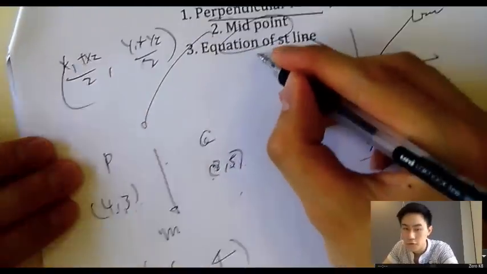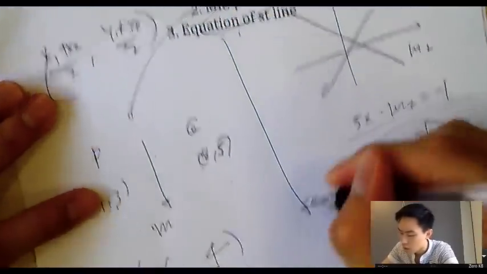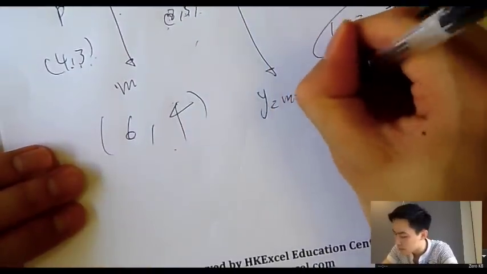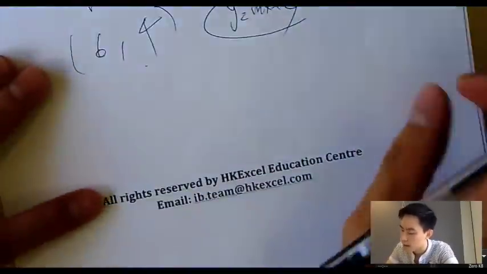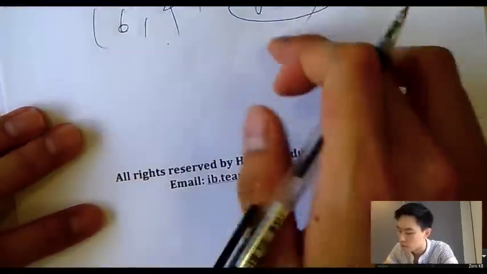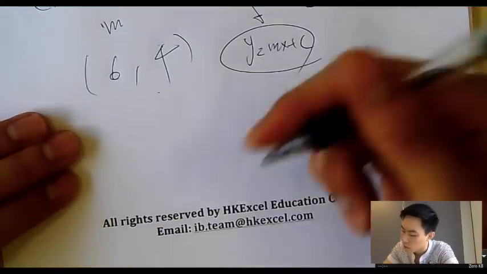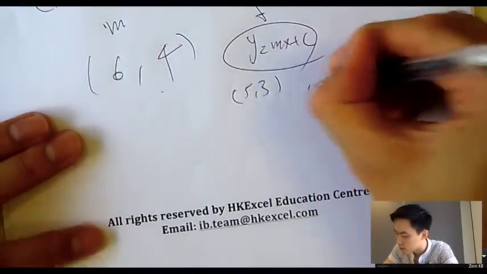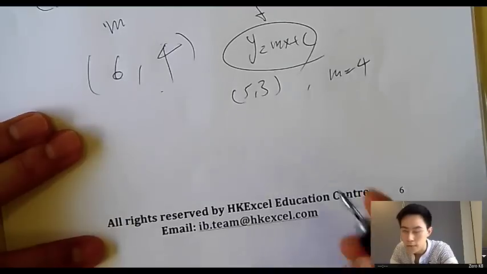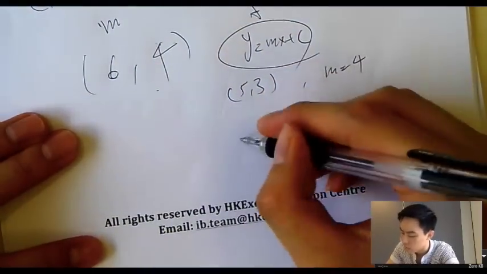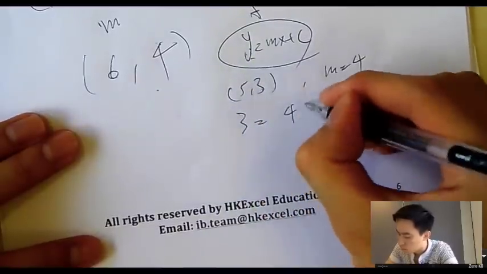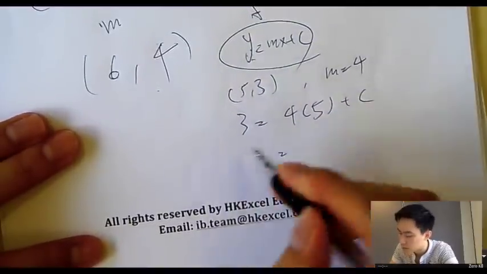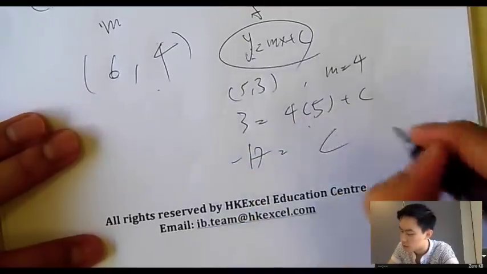For equation of straight line, you need to know that this is all about y equals mx plus c. It's always like this. And then you may be asked to find the equation of the straight line. You'll be given 1 point, maybe (5, 3), and the slope is equal to 4. Find the equation of this, easy, sub back in. So y is 3, m is 4, and x is 5, plus c. So 3 minus 20 is minus 17, equals c.